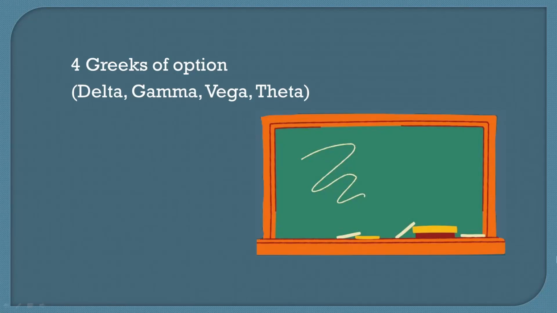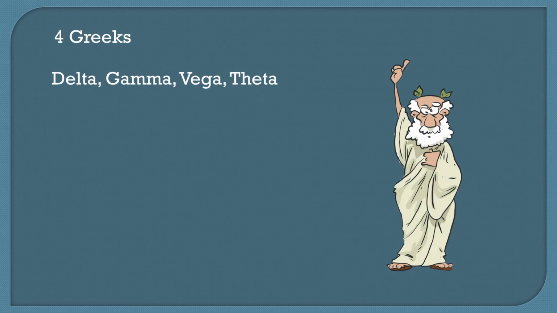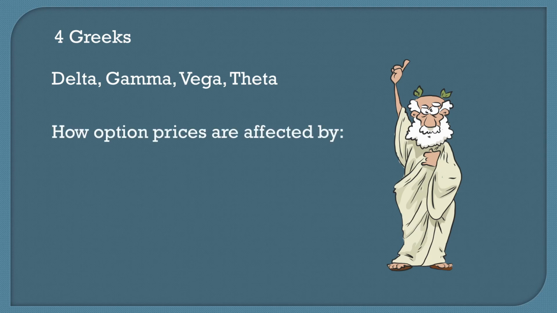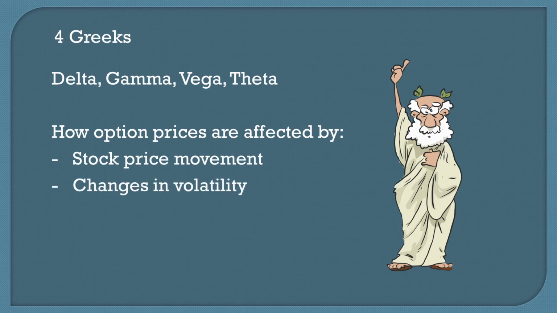Hi guys, today we are going to look at the four Greeks of options, which are delta, gamma, vega, and theta. So what are these terms and what do they mean? The four Greeks help you understand how option prices are affected by stock price movement, changes in volatility, and time decay.